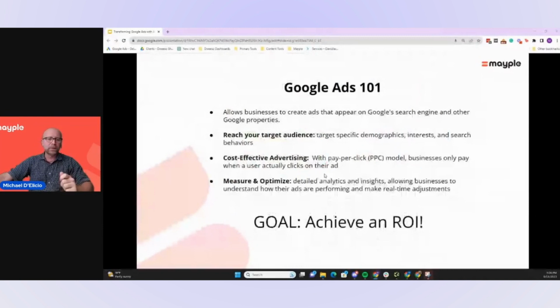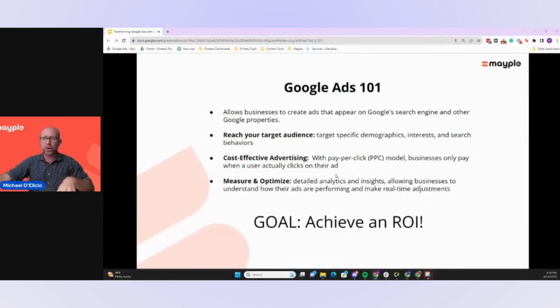One of the top things that I always really want to stress is that sometimes people get so in love with the traffic aspect or the click-through or the cost per click that they forget the real point of this, and that's to achieve an ROI. That should be your number one metric.